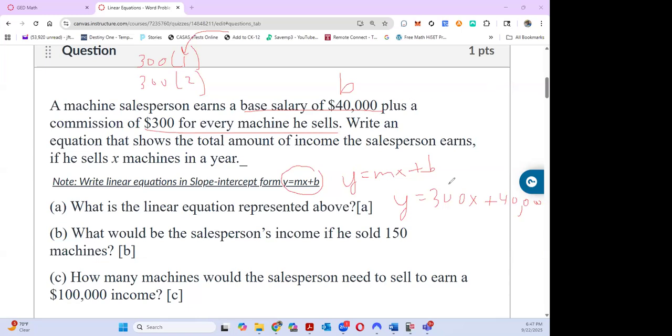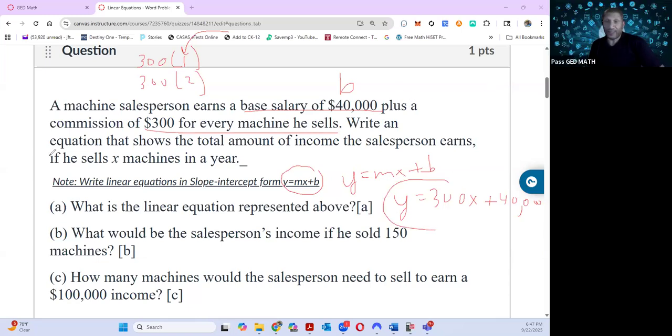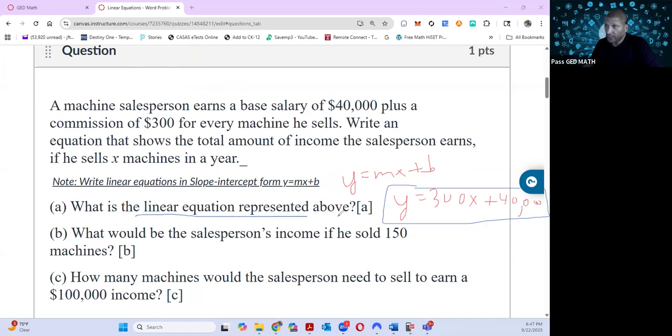So my equation is y equals... Matter of fact, let me save this right here. Let me erase all this other stuff up here. Let me change my color to blue. That's my linear equation. What is my linear equation represented above? y equals 300x plus 40,000.